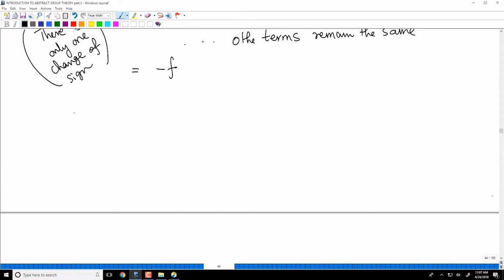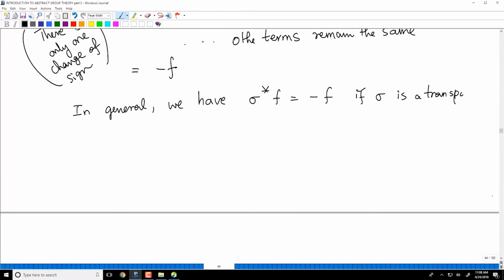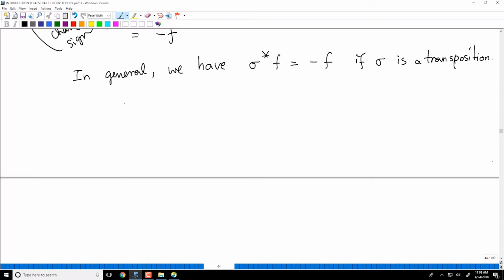Okay, so let me now prove it in more general cases. In general, we have sigma star f equals minus f if sigma is a transposition. Okay, so this is what I want to show. Sigma star f is minus f.